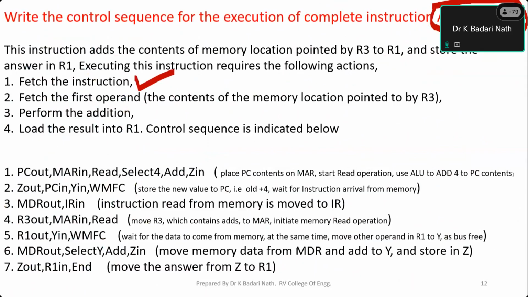Where is the instruction? It is in the memory, which is outside the processor. So what is the first job I have to do? Get this instruction into the processor. When I say inside the processor, where? Inside the instruction register, this has to go and sit.